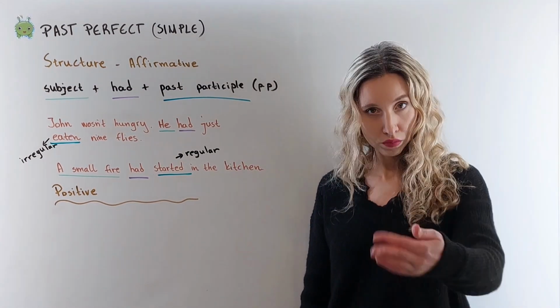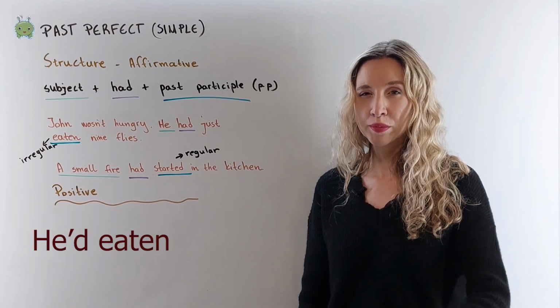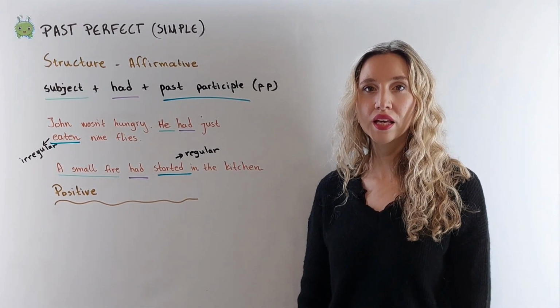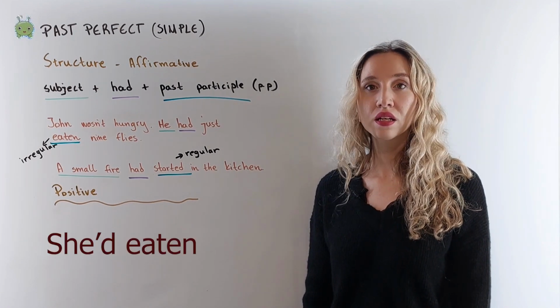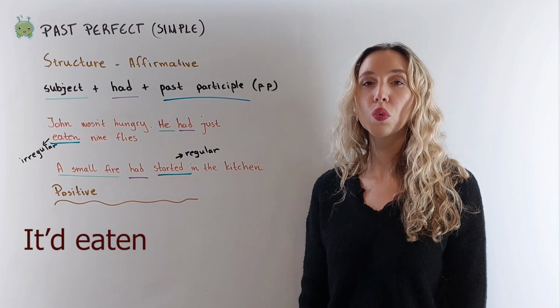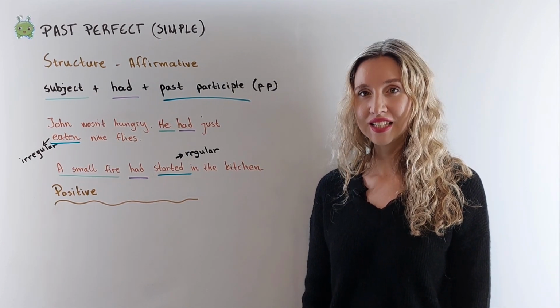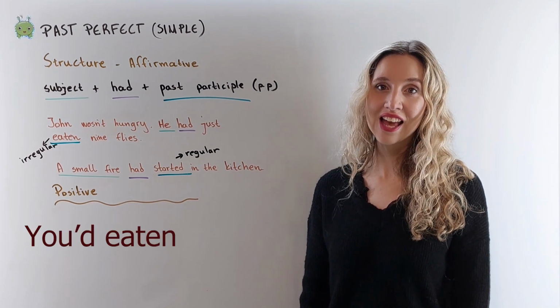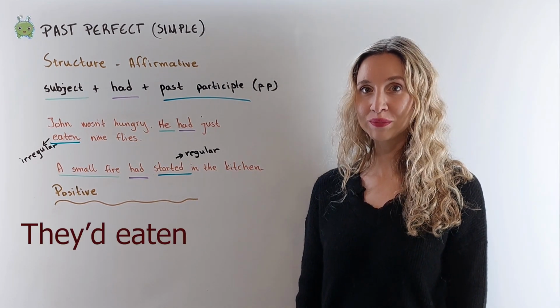He'd eaten. The correct pronunciation is that. I'd, you'd, he'd. Okay. She'd eaten. Eaten. We'd eaten. You'd eaten. They'd eaten. Well done.